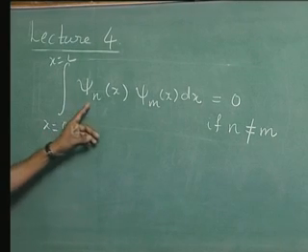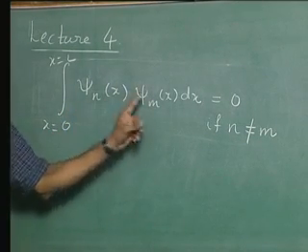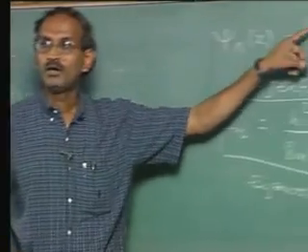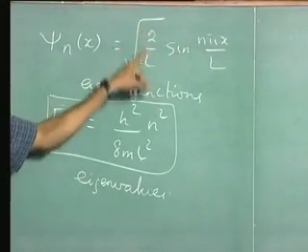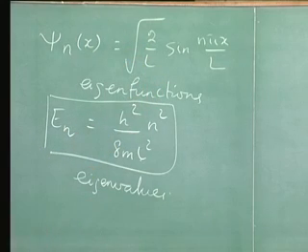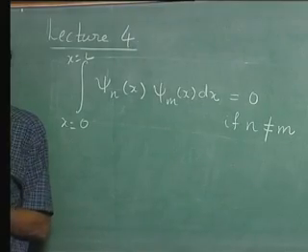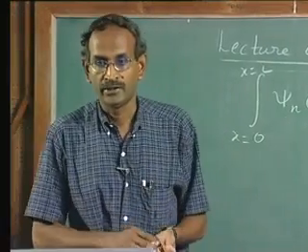You might also recall that when n and m are the same, of course this gives you 1. That's how we got this factor root 2 by L sin n pi x. That's what was called the normalization. But the functions belonging to different eigenvalues of the Hamiltonian operator are orthogonal, and that is something you have to remember.